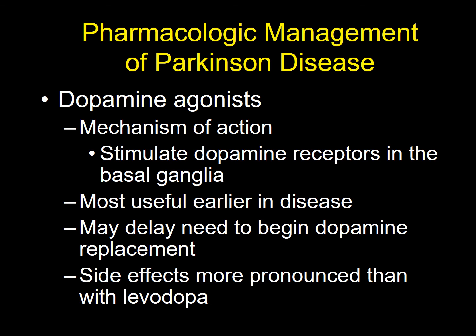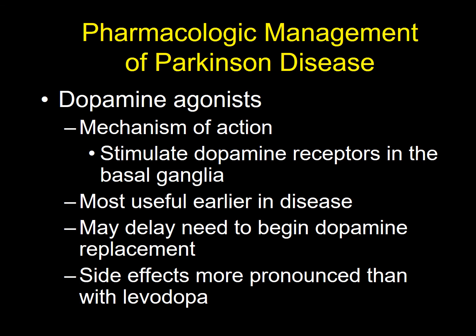You can get symptom control with dopamine agonist, especially in younger patients. You can get symptom control sometimes for a number of years. And then when this doesn't work anymore or they become tolerant of it, you add the Sinemet. And then the Sinemet gives you another 5 years. So the greatest utility here is that they may delay the need to begin dopamine replacement.